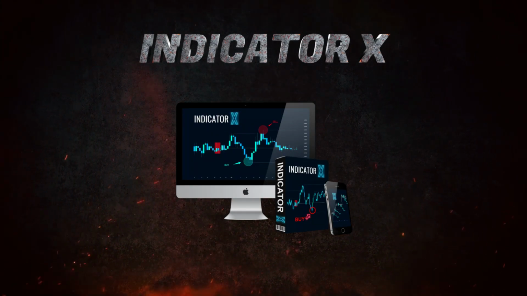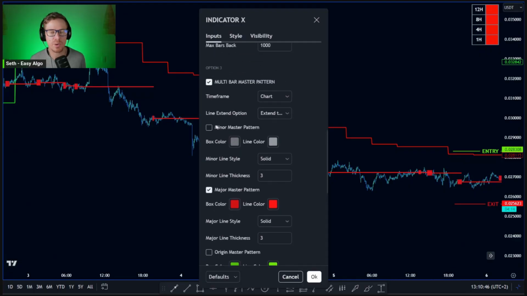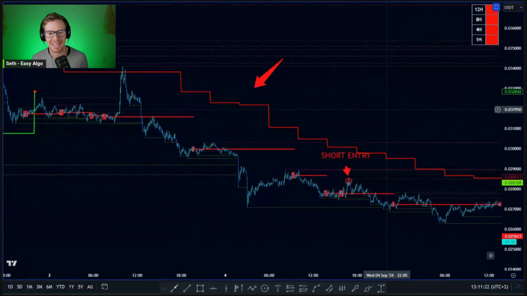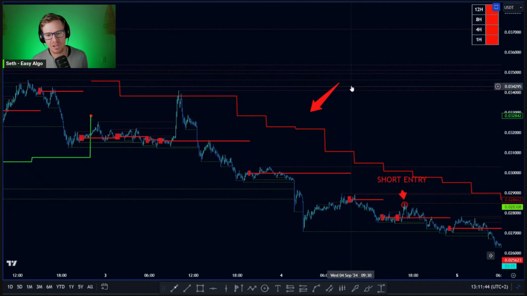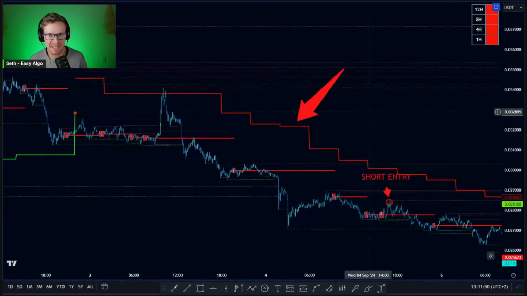Indicator X is our ultimate price action indicator. It's designed to help you understand how the smart money trades and keep you on the winning side. It really shows you the best possible places for your entries. Indicator X will help you enter your positions always at the best locations. So you can see over here, we're in a clear downtrend signified by our Imbalance X indicator.